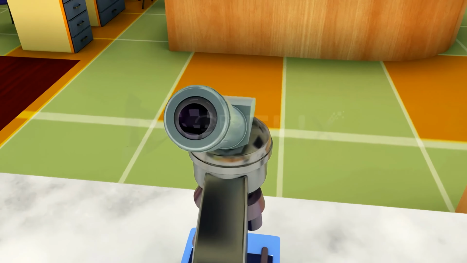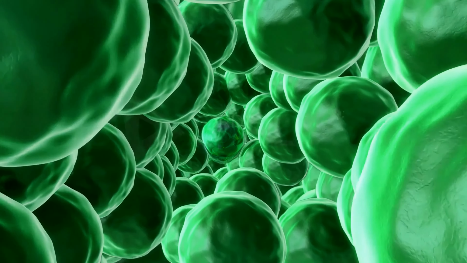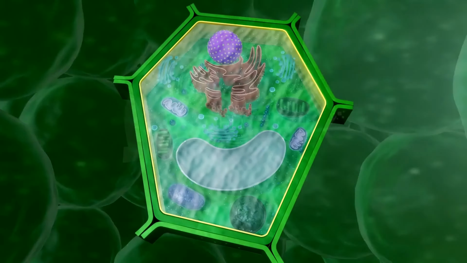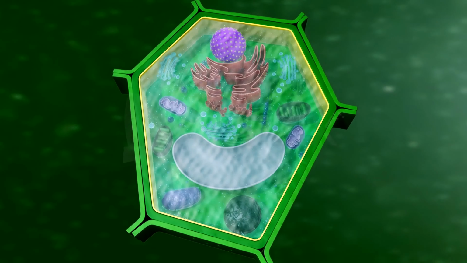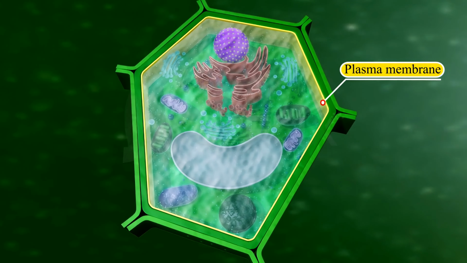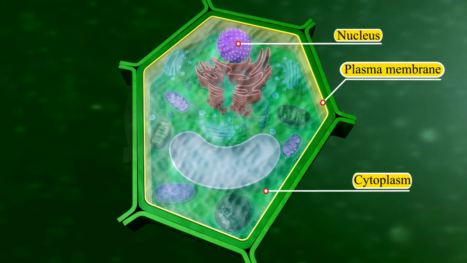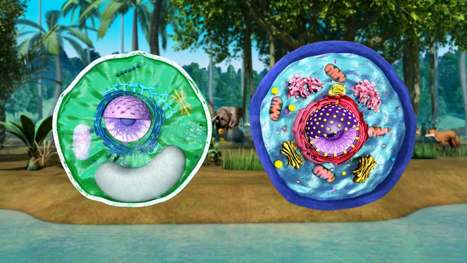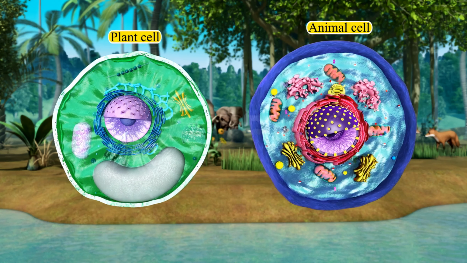If we study a cell under a microscope, we would come across three features in almost every cell. They are plasma membrane, nucleus, and cytoplasm. All activities inside the cell and interactions of the cell with its environment are possible due to these features.